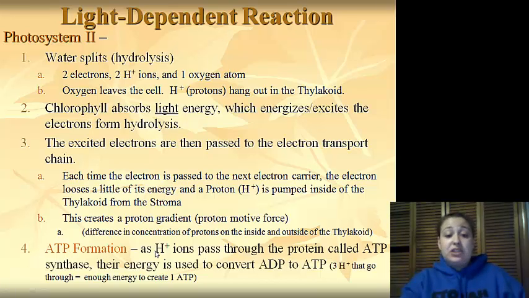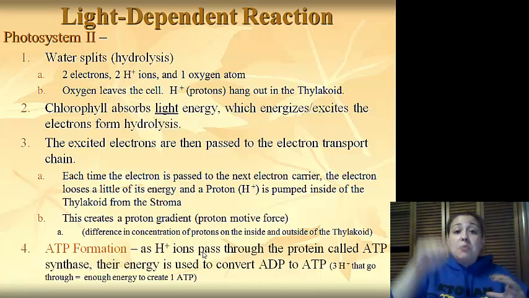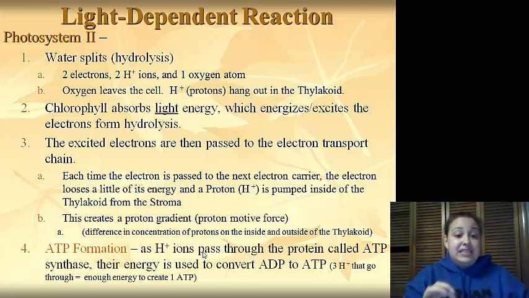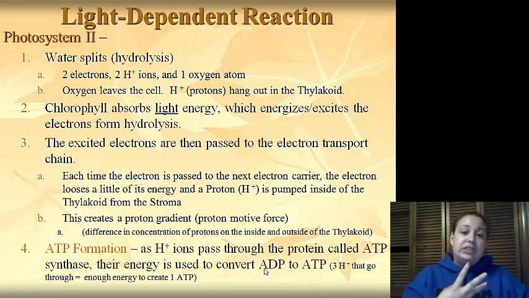Now, ATP formation occurs when these H+ ions on the inside pass through a protein called the ATP synthase. Synthase sort of sounds like synthesize, which means to create. That's actually what it means. The ATP synthase creates ATP. Their energy helps to convert the ADP into ATP. 3 hydrogens going through the ATP synthase will give it enough energy to create 1 ATP.